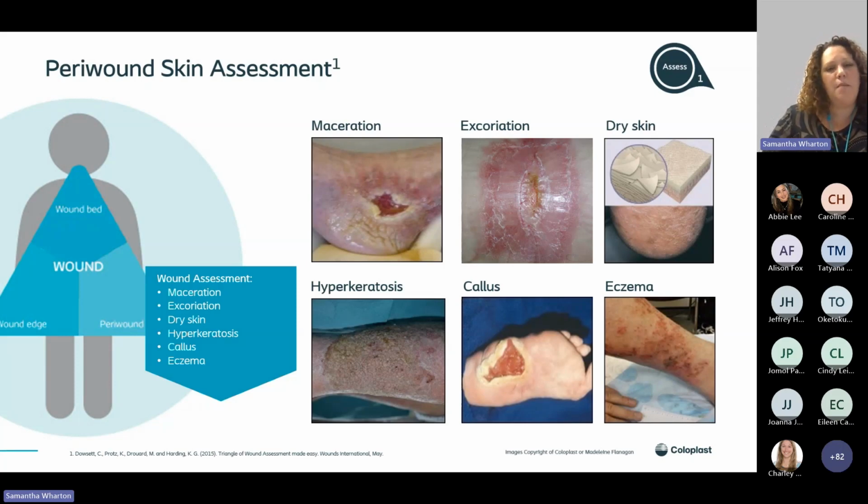So again, we're looking at that maceration. So that top left photo, you can see there is the maceration on that wound edge, but actually as you look further down where that skin's wrinkling, you've got loads of maceration.